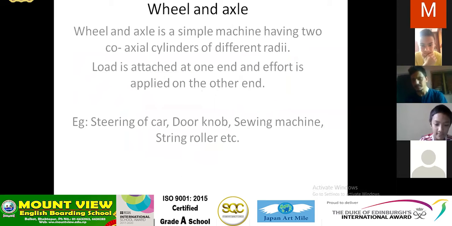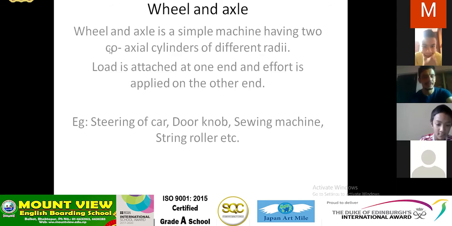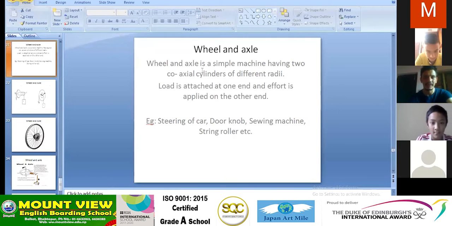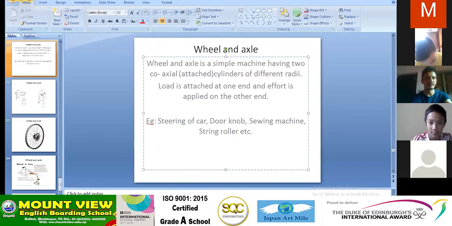Basically wheel and axle is a simple machine having two coaxial cylinders. Do you know the meaning of coaxial? Coaxial means joined or attached. You can write here in place of coaxial. For your convenience, let me give the meaning of this one. Coaxial refers to attached. So wheel and axle is a simple machine having two coaxial cylinders.